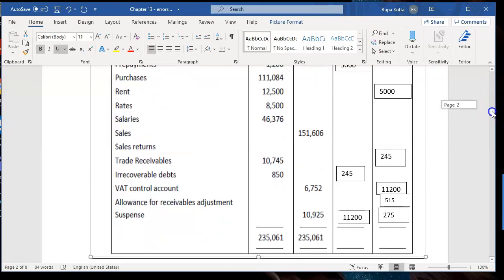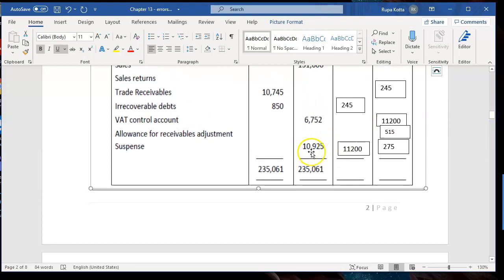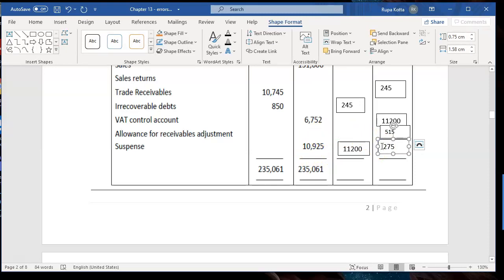Now let's see if we can balance your suspense account or not. Okay, so your suspense account has 10,925 on the credit side, and we have one more 275 on the credit side. Let's see how much is the total on the credit side. 10,925 plus 275. So on the credit side you have now 11,200, and on the debit side also you have 11,200, which means the suspense account balance will become zero.